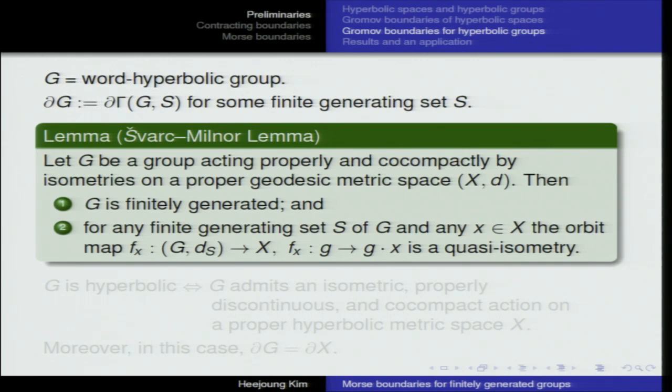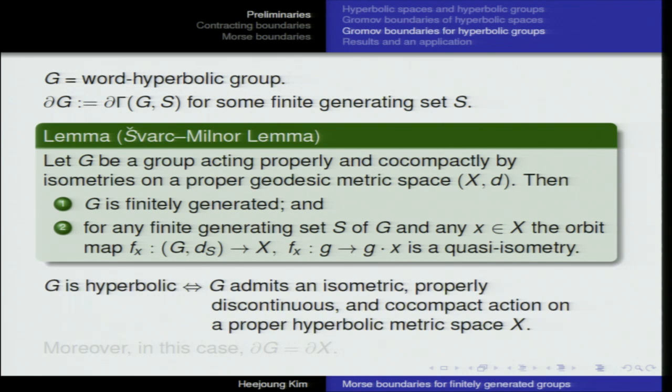And we saw this lemma several times, the Švarc-Milnor lemma. From that, G is hyperbolic if and only if G admits an isometric, properly discontinuous, and co-compact action on a proper hyperbolic metric space X. Moreover, the Gromov boundary is quasi-isometry invariant. So in this case, the Gromov boundary of G is homeomorphic to the Gromov boundary of X.